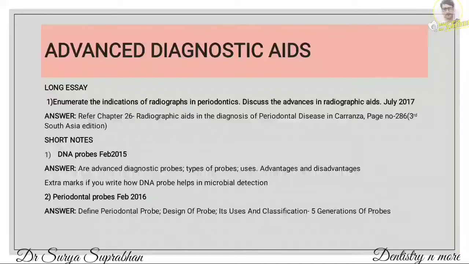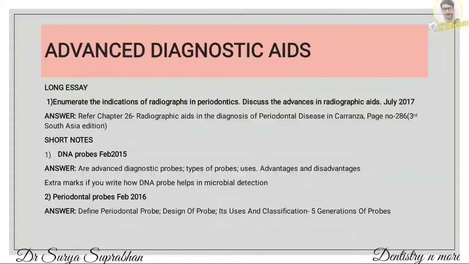Moving on to short notes, DNA probes. So DNA probes are nothing but advanced diagnostic probes, and then you have to write the 4 types of DNA probes that are available. And then you have to enlist the advantages as well as the disadvantages of DNA probes, and you will get extra marks if you write how DNA probes help in microbial detection. For this question you can refer Sahitya Reddy.